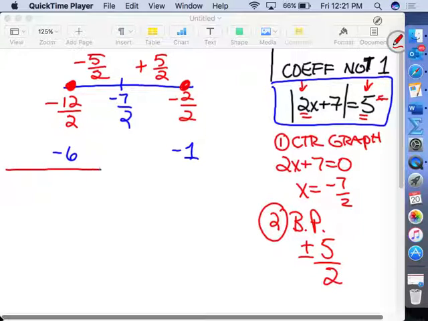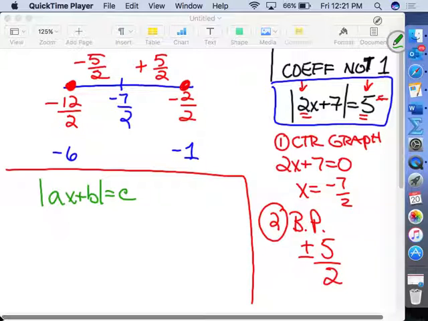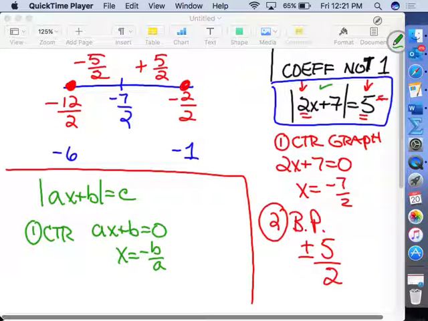Now, to make this a formula analogy, if I have this representing my absolute value equation, you can match up what I've written in green with the equation that's right here. Step number 1, to find my center, I take what's inside the absolute value and I set that equal to 0. And that's going to give me an x value of negative b over a. This is negative b over a.